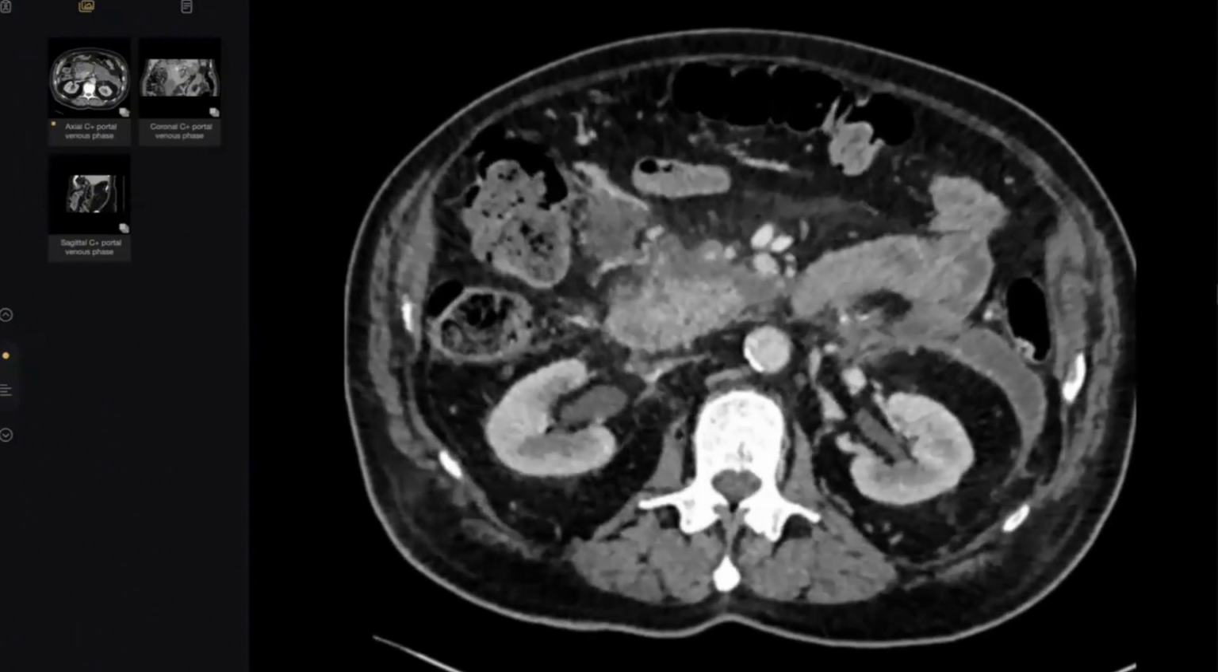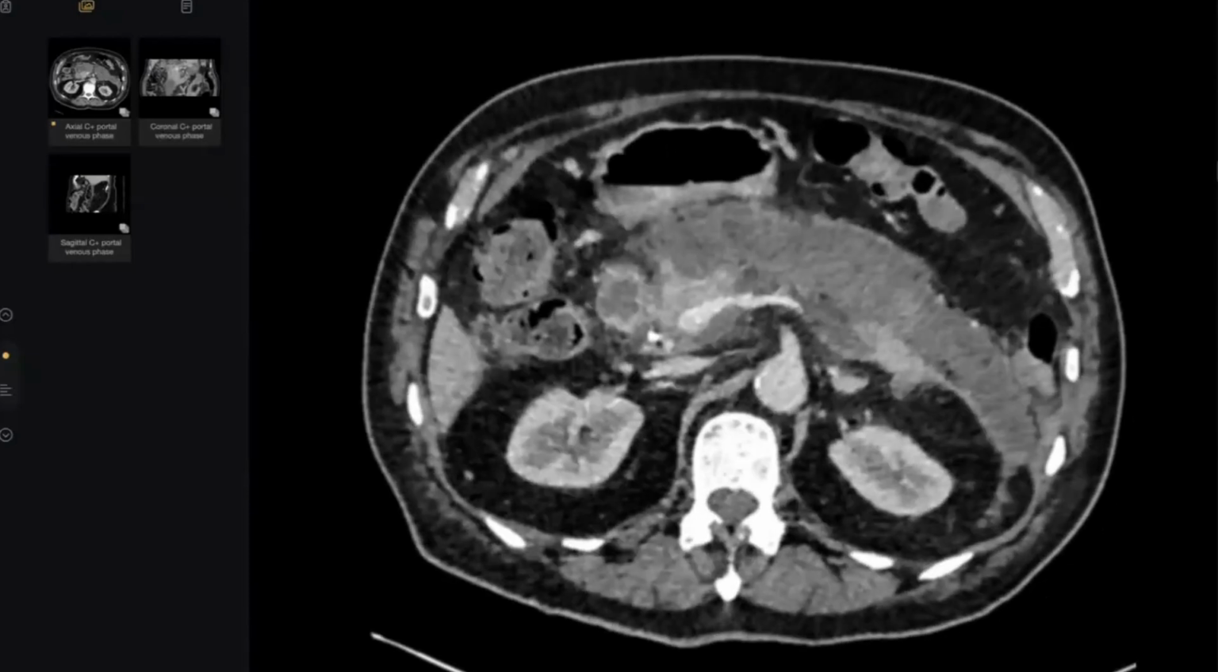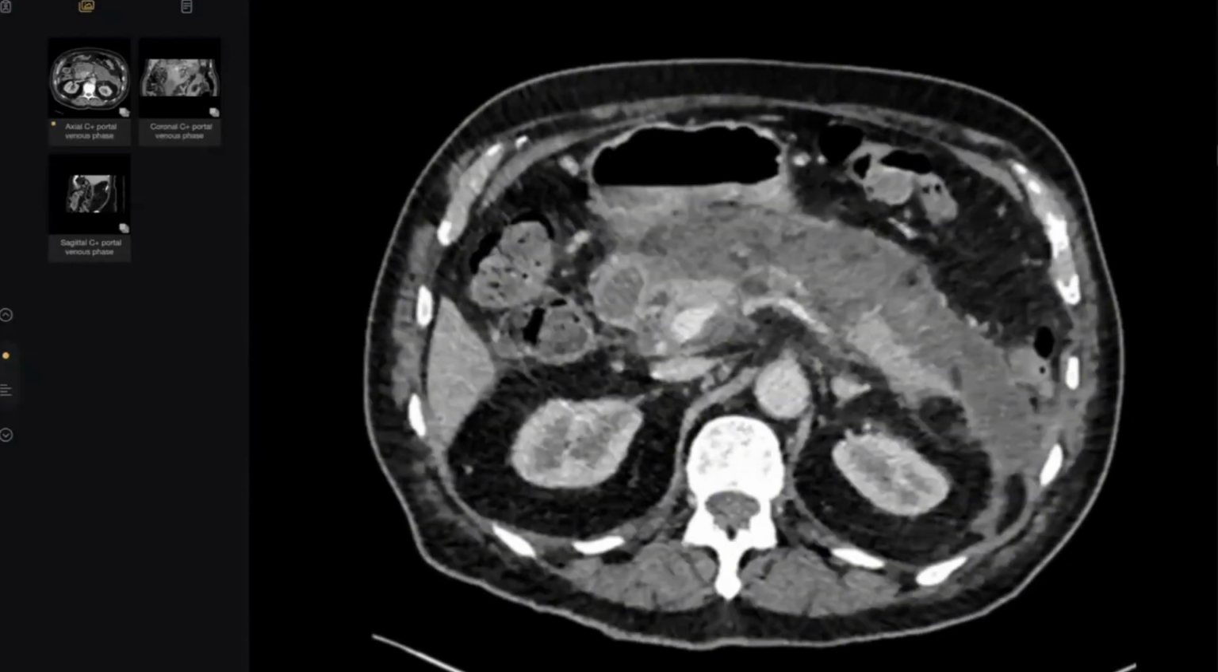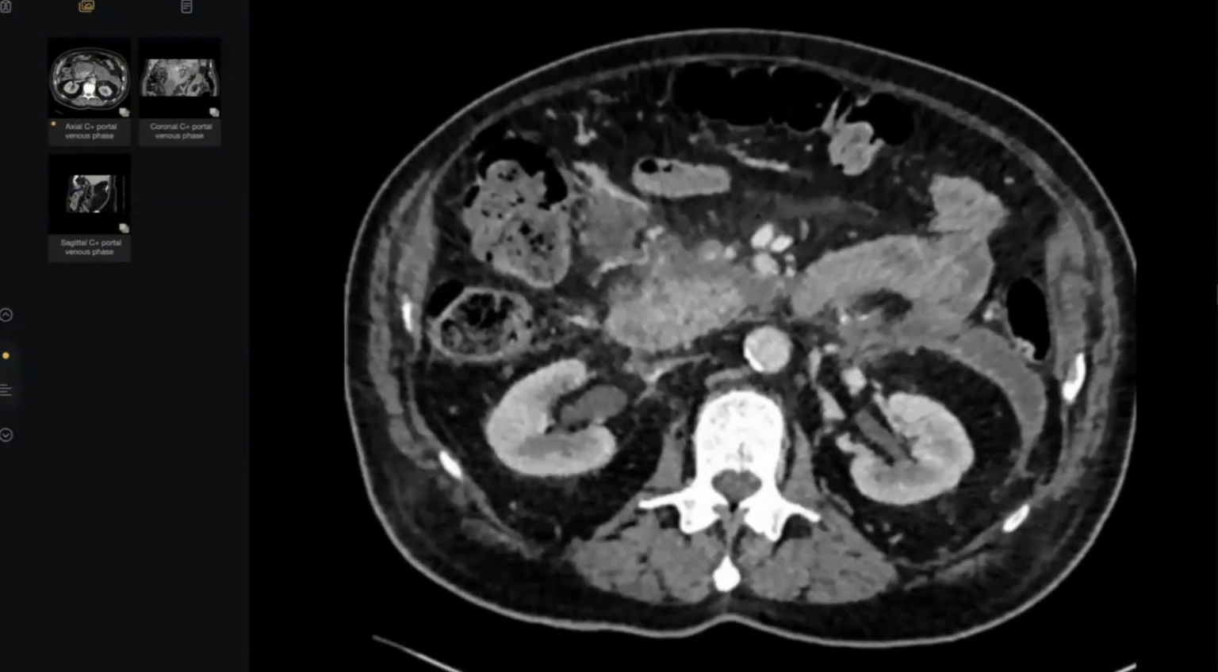I can see that there is a large abnormality involving the entire pancreas, appearing as a large peripancreatic collection. The pancreas is very bulky and contains a heterogeneous collection. Again, I cannot scroll. The entire pancreas is involved by this process, which is likely inflammatory or infectious.